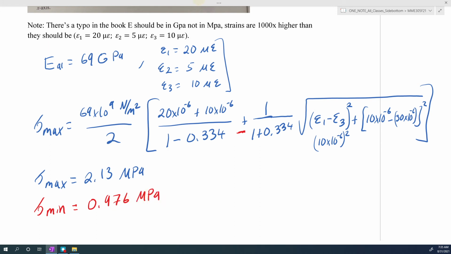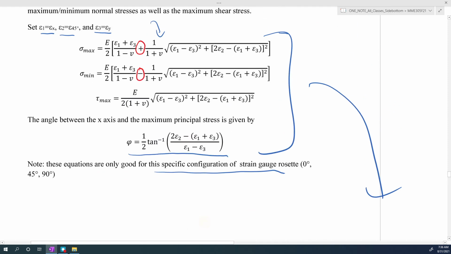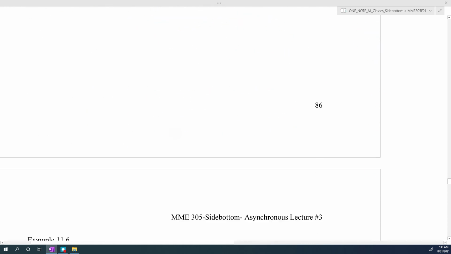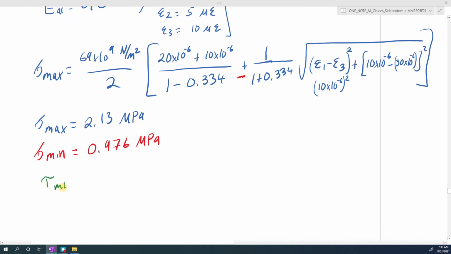And then the last thing is the maximum shear stress, tau max. It's the same equation as if you took just the right-hand term of our principal stress equation and we multiplied out the Young's modulus term into that part of the equation. It should be very simple if you do each of these terms individually to calculate the minimum normal stress and the maximum shear stress. If you plug in that equation, what you'll end up getting is tau max would be equal to 0.578 megapascals.